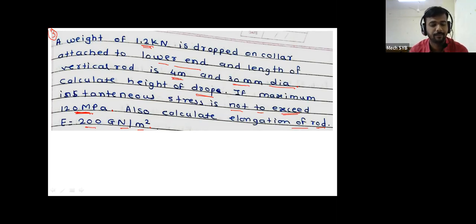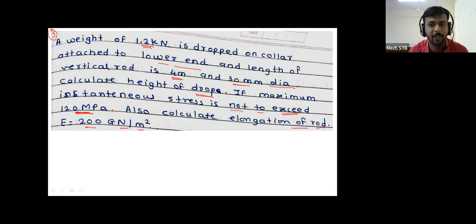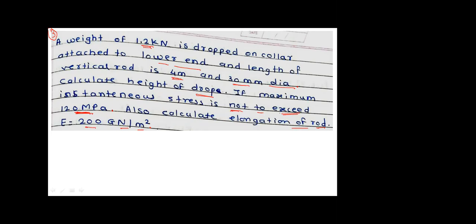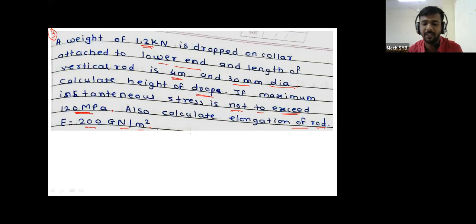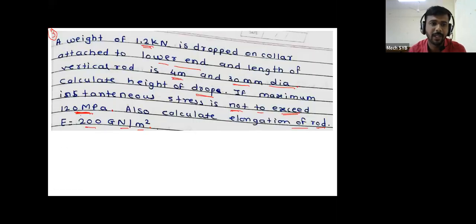Can anybody answer? I will correct it afterwards. Not to exceed means? Ultimate stress will be 120 megapascal. Yes, this is the stress value, no problem. But what is the meaning of not to exceed? It means not greater than 120 megapascal. Correct. Whatever stress is induced in this rod, it should not be greater than 120 megapascal.